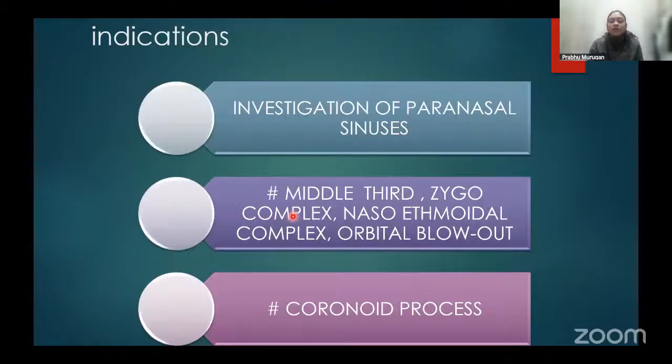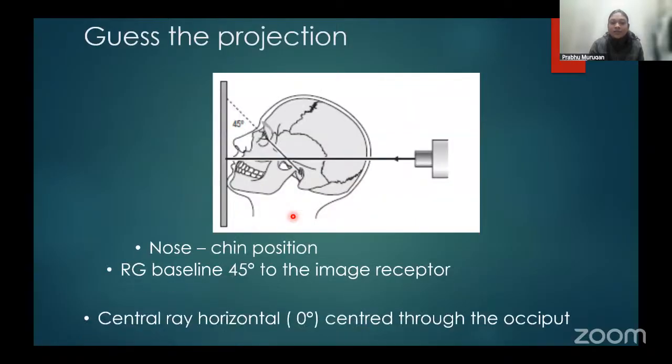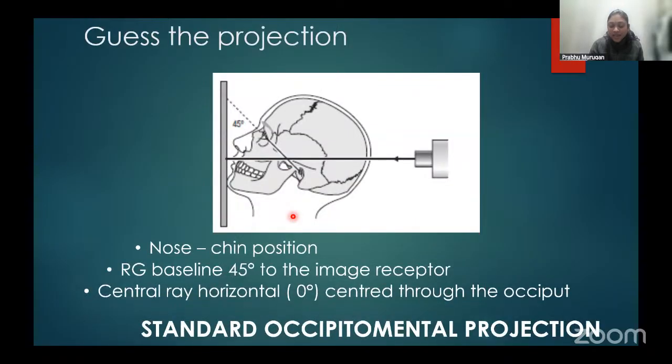The next X-ray is basically to investigate the paranasal sinuses, your coronoid process, and the fracture of the middle third zygomatic complex, your nasoethmoidal complex, and orbital blowout fracture. The projection for that, I guess you all would know, is the standard occipitomental projection. This is also called the nose chin position. You can see the central ray is passing exactly through the occiput. That is why it is called occipitomental. Remember, it is coming from the occiput, passing through the mental region.